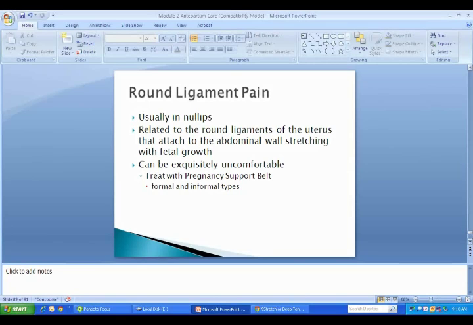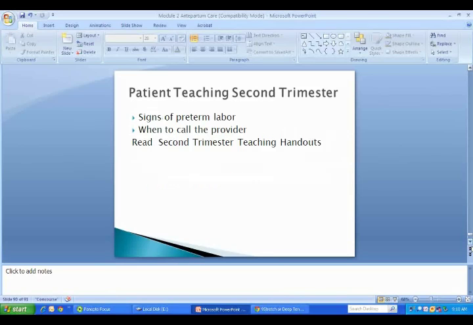Round ligament pain, we see that a lot with our first-time pregnancies. The round ligaments are what's attached to the uterus, and they stretch with the fetal growth. And I get them in a lot of times because they think they're in early labor, or they might be in labor because they have this pain in the lower abdomen. And usually what we'll do is we'll rule out a UTI, but commonly it's round ligament pain. They do sell these pregnancy support belts that might be of some help to them.